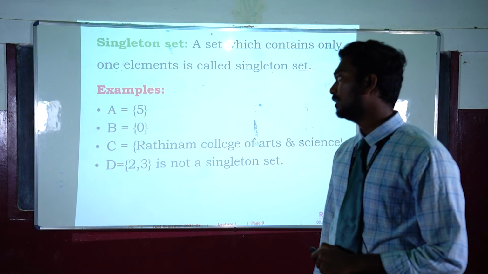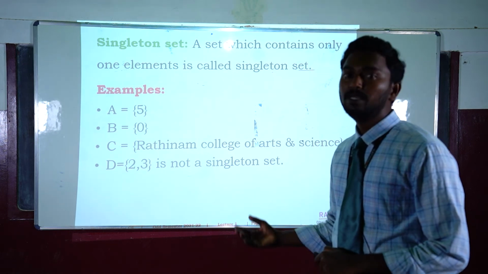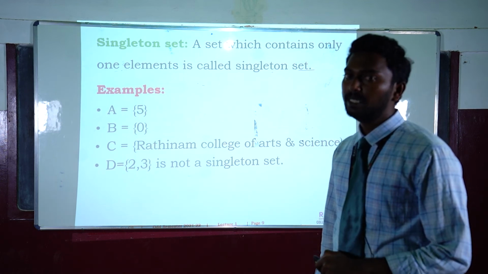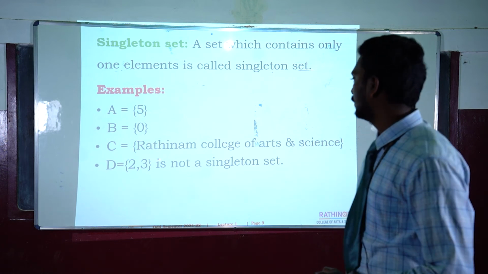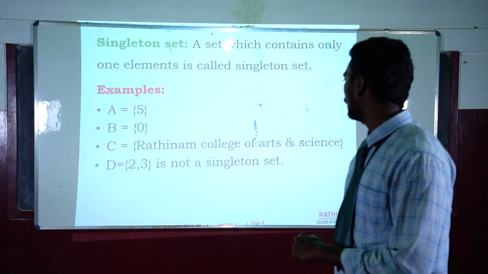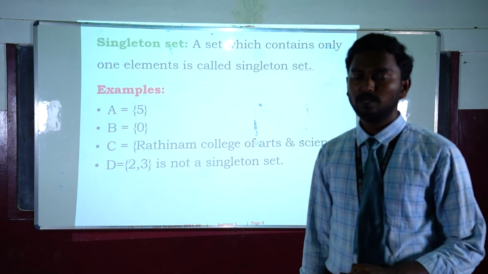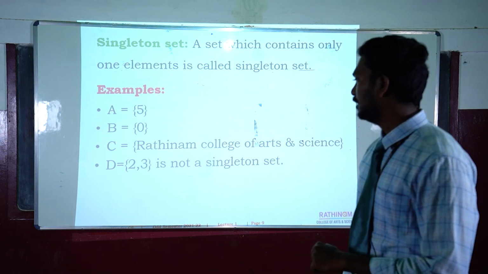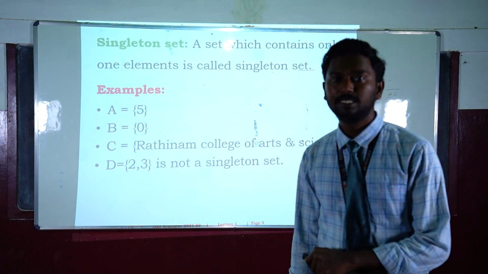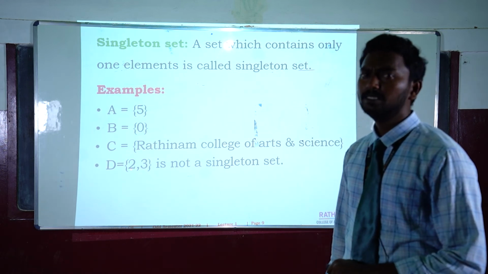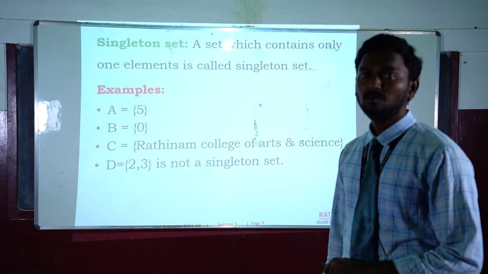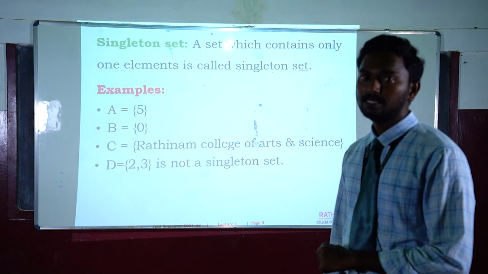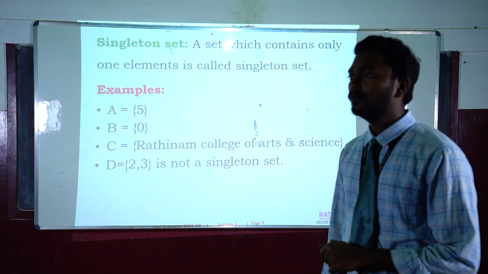Some people are thinking that it is a 0, so it has no value, so it may be an empty set. Think like that. But it is not; originally it is a singleton set. Okay, consider C. Your C is what? Ratnam College of Arts and Science. In the whole entire world there is only one Ratnam College of Arts and Science. So it is a singleton set. Take set D. D is equal to {2, 3}. This set has more than one element, that is, it contains 2 elements. So it is not a singleton set, because a singleton set contains only one element.